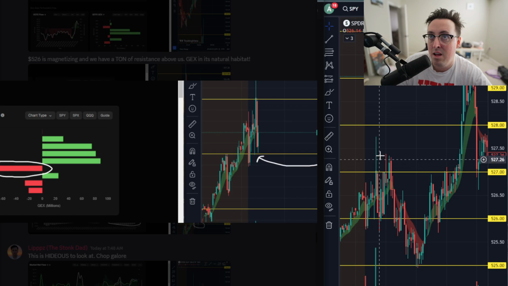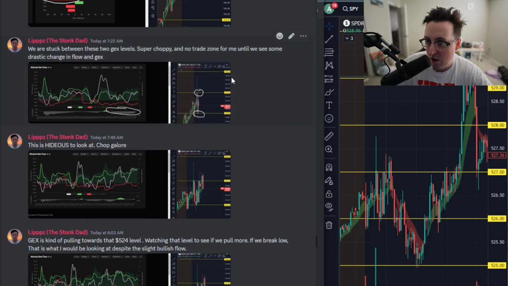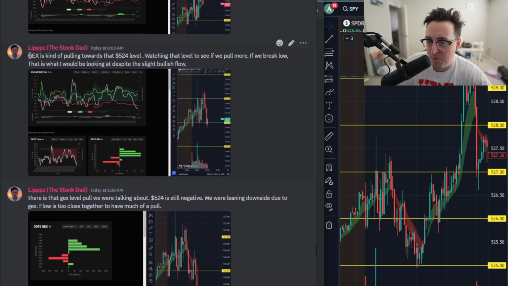You can see we had a big liquidity grab, bounced here, came back up, tested 527, and then we initially made the move down. But I am getting a little bit ahead of myself here. So let's talk about when I did notice that we were going to start pulling back in the market, and that was pretty much right here on this post at 8:03 a.m.